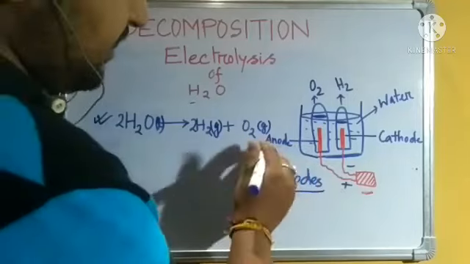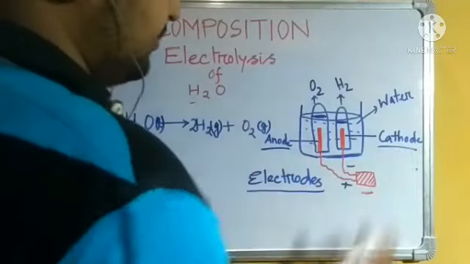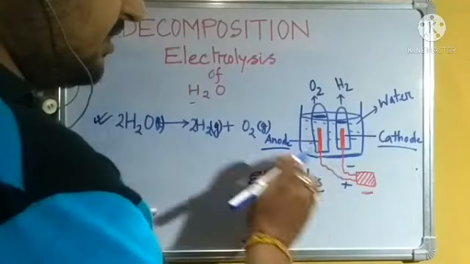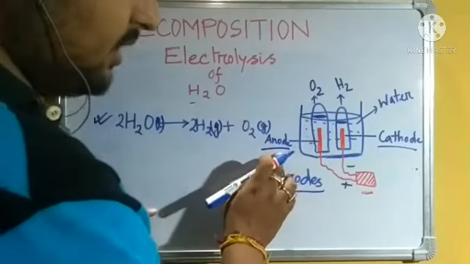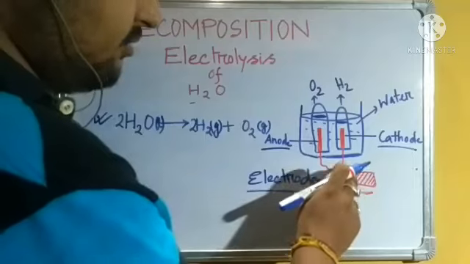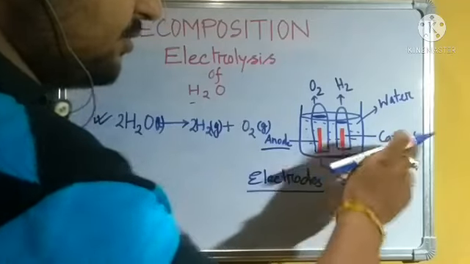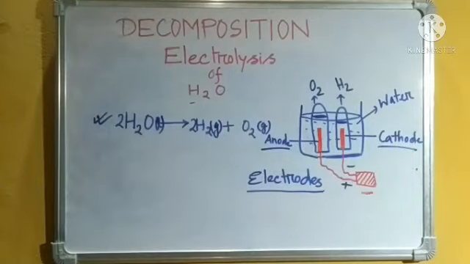Now I have written anode here and cathode here. What does anode mean? The electrode which is connected to the positive terminal is known as anode, and the electrode which is connected to the negative terminal is known as cathode. Clear?